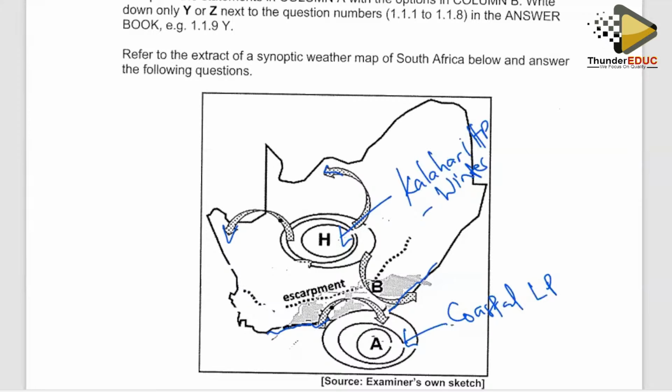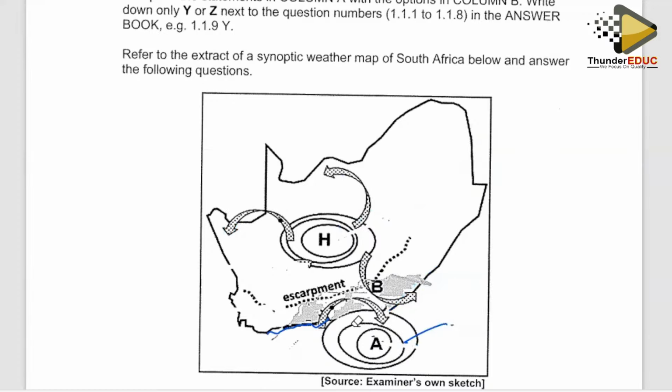That is the basic understanding that we must interpret from this illustration before we even attempt to answer the questions. Right, so going to the questions without wasting time, let's figure out how best we can answer the questions as briefly as possible.